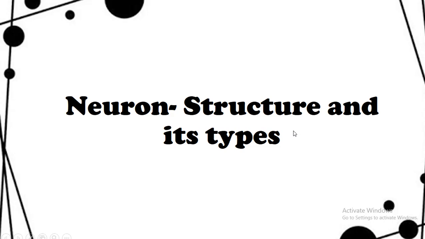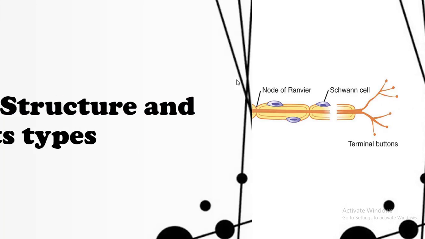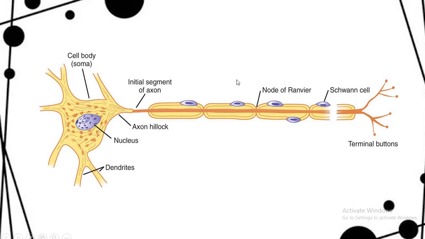So let's start by discussing the parts of the neuron first. The neuron has basically three parts, and these three parts are the cell body, dendrite, and axon. So these are the three parts of the neuron. We will look at them one by one.